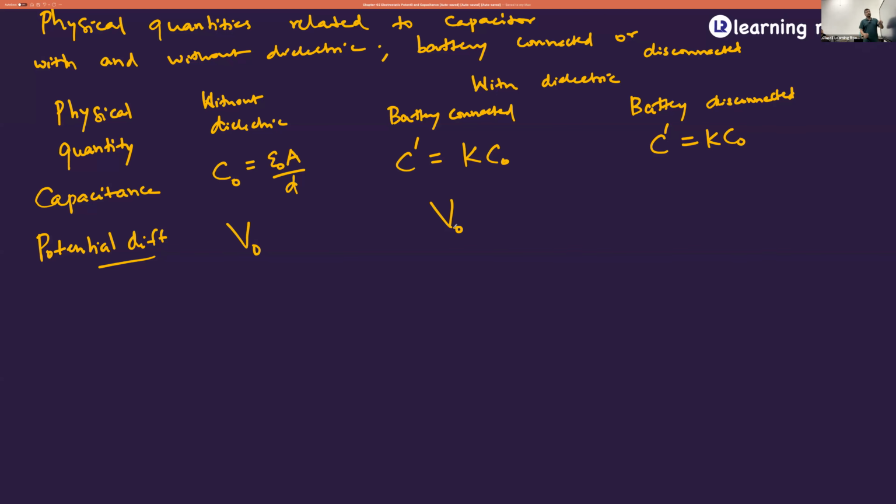For example, if I talk about charge, so if I say the initial charge is Q naught, then Q naught will be equal to C naught into V naught.